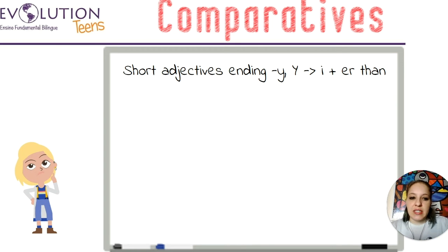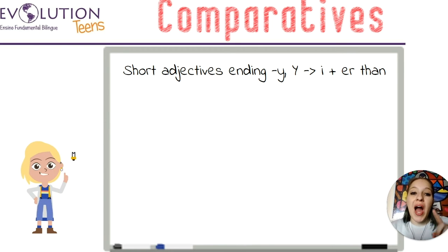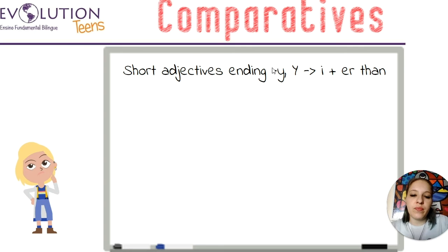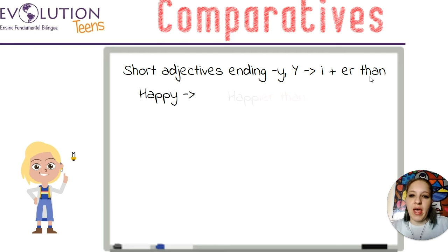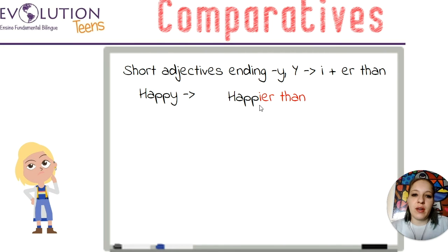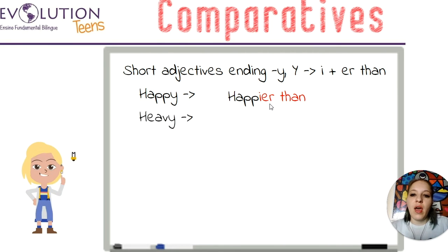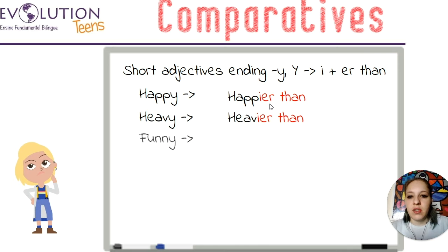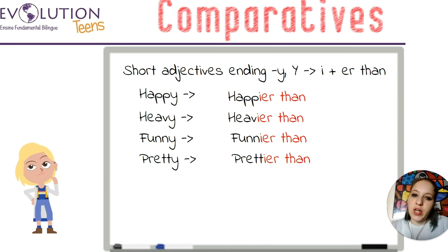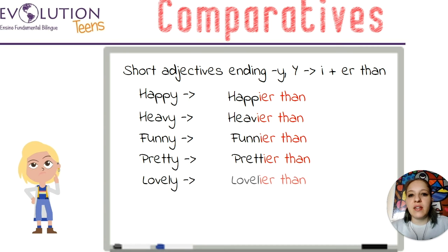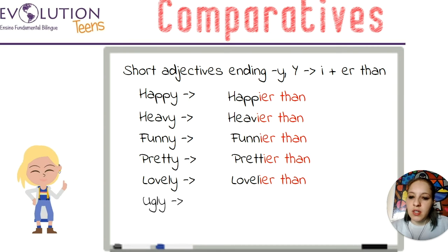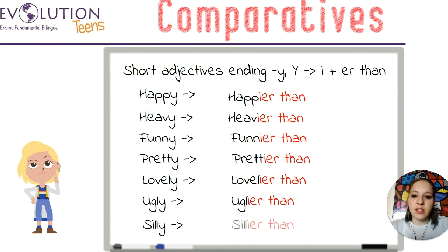We just put R and then. When the adjective ends with Y, the Y becomes I and then we put ER. So here, happy, happier than. Heavy, heavier than. Funny, funnier than. Pretty, prettier than. Lovely, lovelier than. Ugly, uglier than, silly, sillier than.